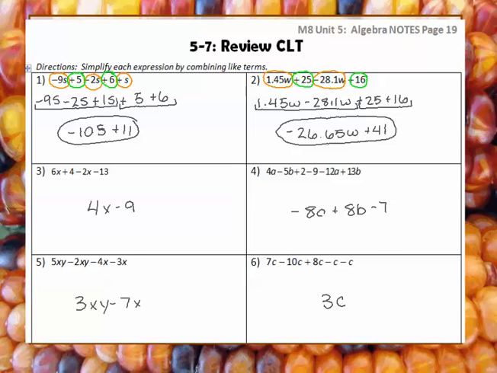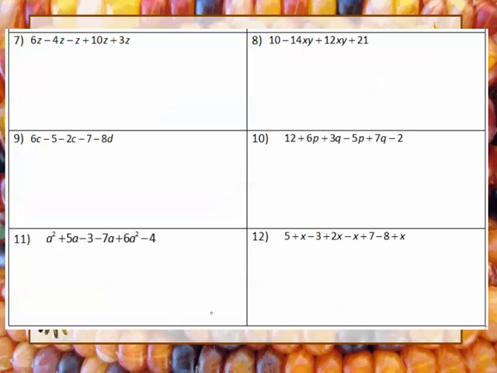Alright. Looking at the ones down below, they get a little bit harder, but that's okay, especially looking at number 11. You're only going to combine the a squareds with the a squareds. Alright, you can't combine them with just the regular a's. So go ahead, try 7, 8, 9, 10, 11, and 12 by yourself. When you're ready, unpause the video and you can check to see if your answers are correct.